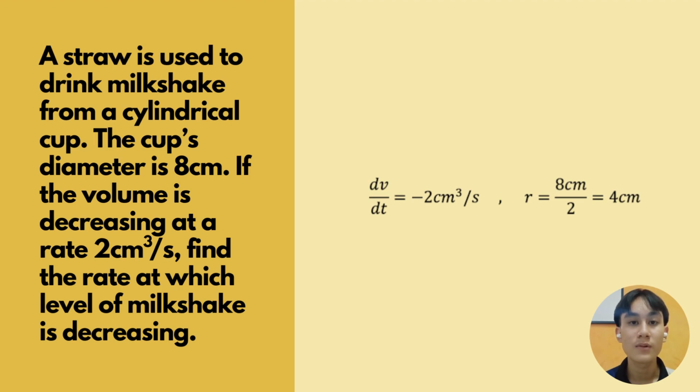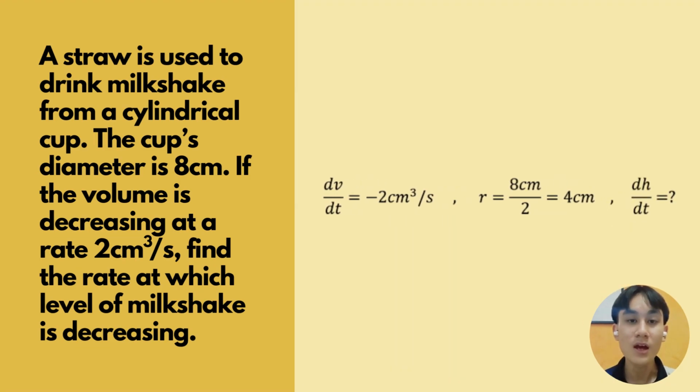And then r, which we get by dividing the diameter by 2. We know that the diameter is 8 and we will be needing the radius. So to get the radius, we just have to divide the diameter, which is 8, by half. And that's how we get the value of the radius, 4 cm. And in this question, we are going to find out the value of dH over dt.